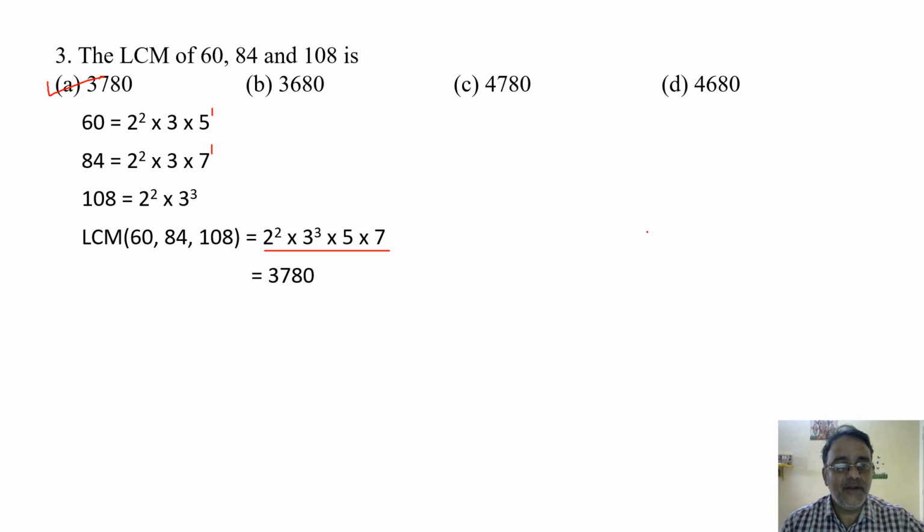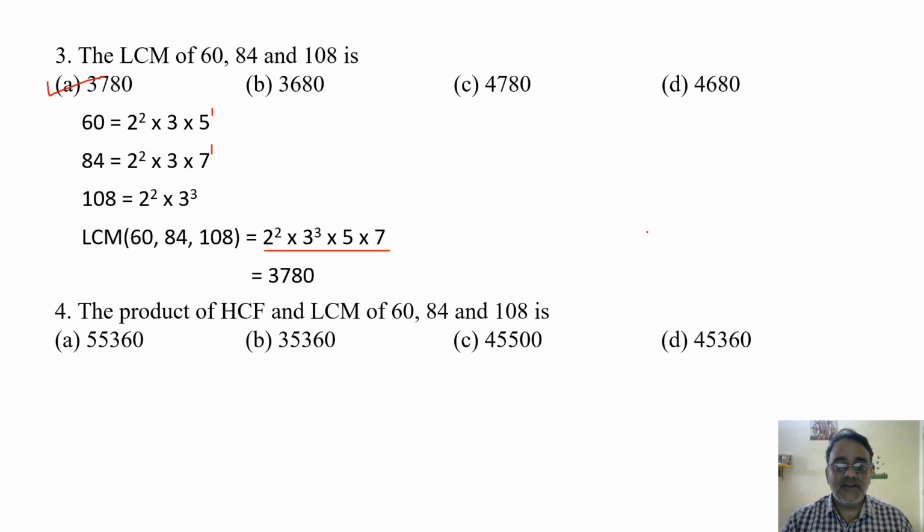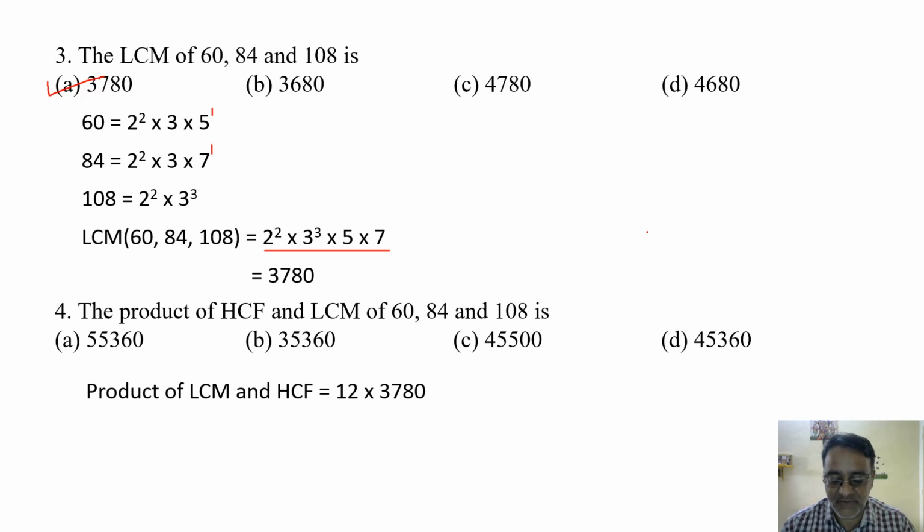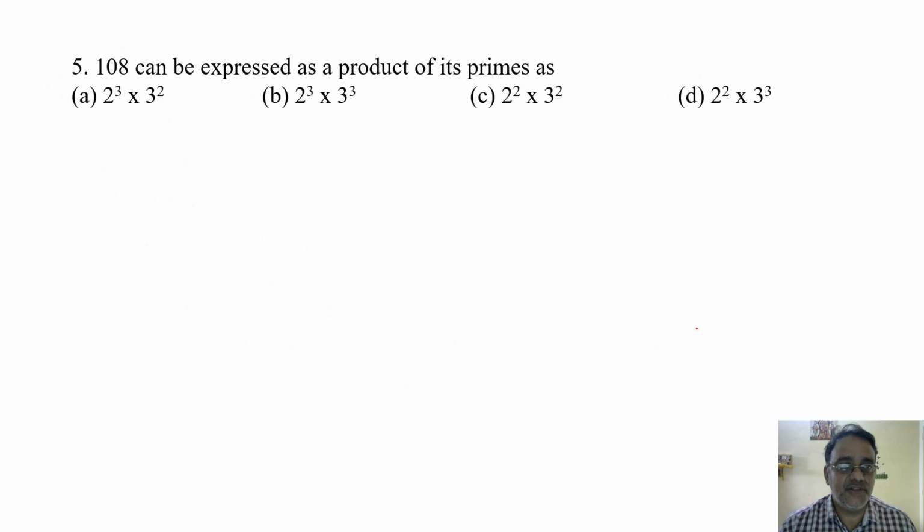Now we are moving toward question number 4. The product of HCF and LCM of 60, 84 and 108 is dash. So already we got LCM 3780 and HCF we got 12. So we have to find the product of both. If you multiply you will get 45,360 and the correct option is D. Right. So now we are moving toward the last question.